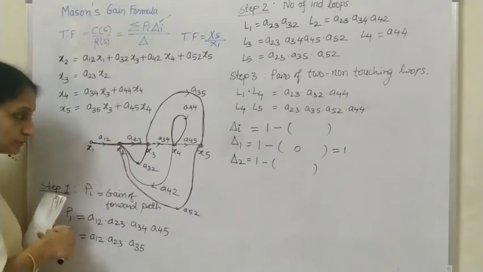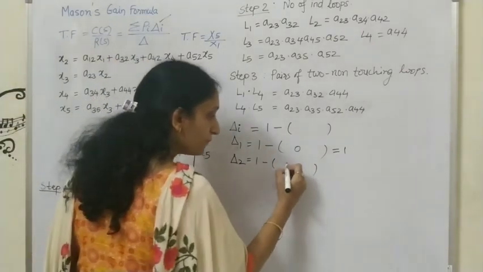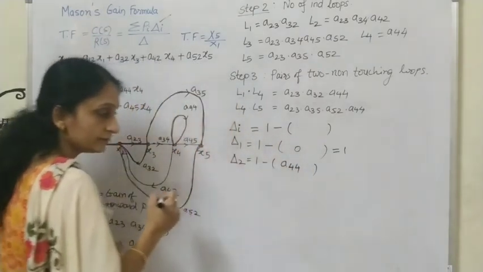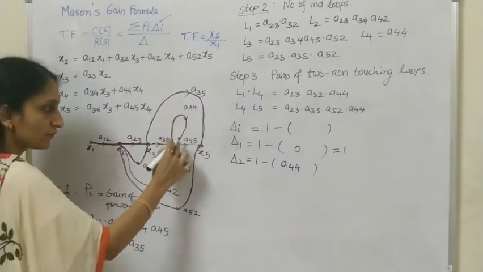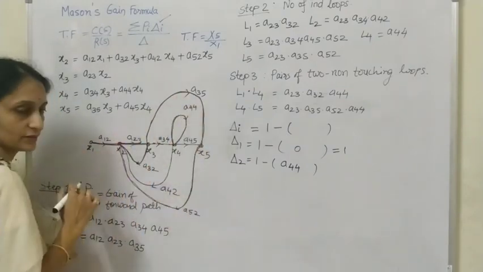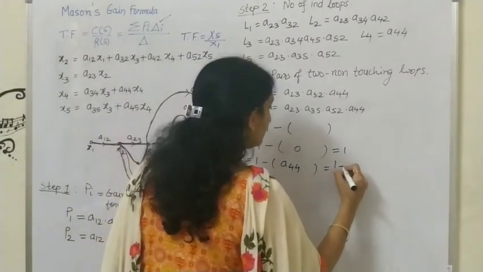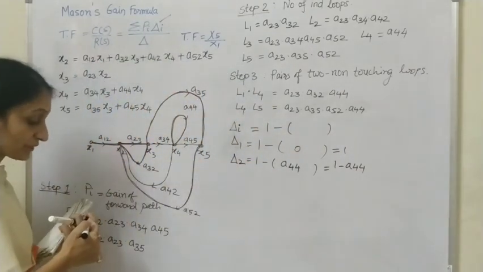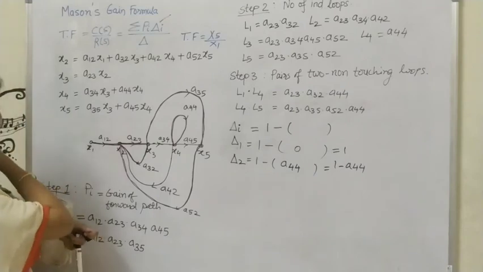So what I will do, I will write here delta 2 is equal to 1 minus the gain of, that is, the loop gain of this self loop, because this self loop is not touching this path. So my delta 2 will be 1 minus A44. Okay, so we have calculated all the terms. Now we will put all these terms in Mason's gain formula.